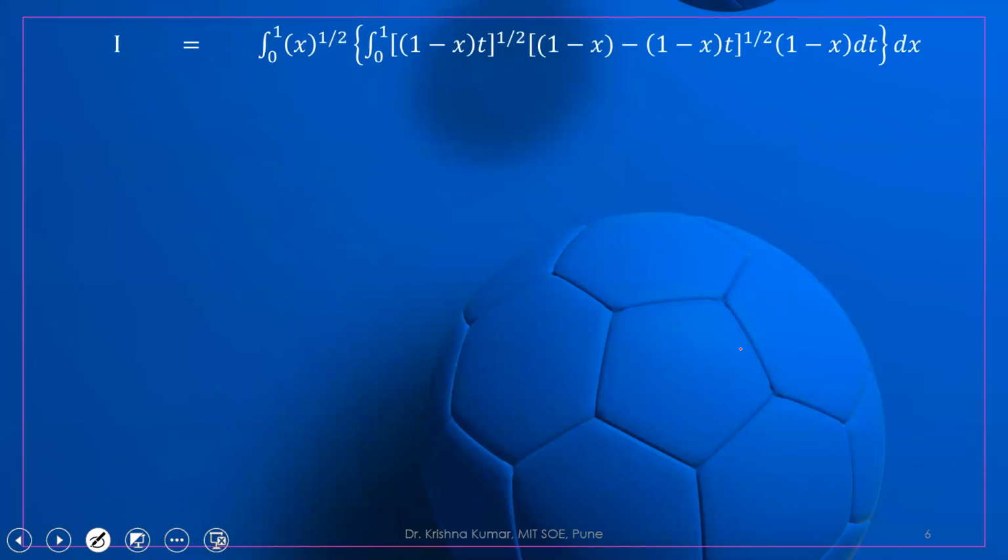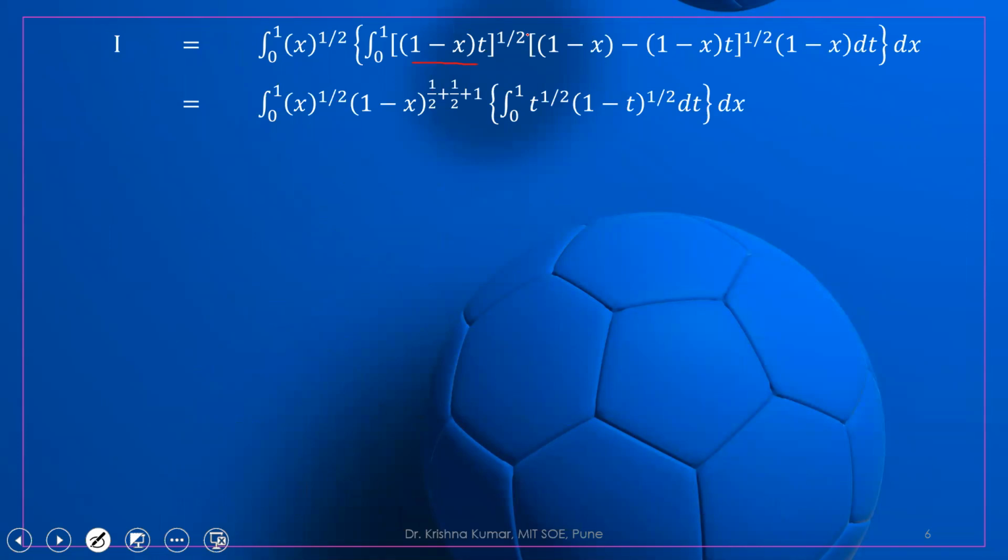Now we have written the same thing. Let us come to the next part. Just look here, we have taken (1 minus x) to the power 1 by 2, (1 minus x) to the power 1 by 2, and (1 minus x) to the power 1 outside. So we have taken all these three together: (1 minus x) to the power 1 by 2 plus 1 by 2 plus 1. So what is remaining over here? Here t to the power half is remaining, and here (1 minus t) whole to the power 1 by 2, dt dx.